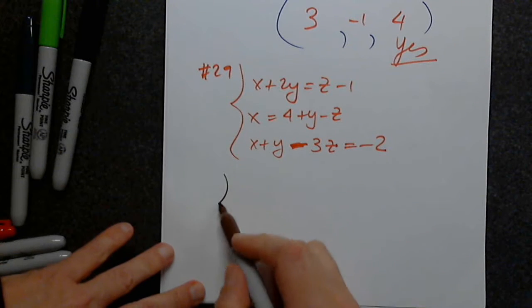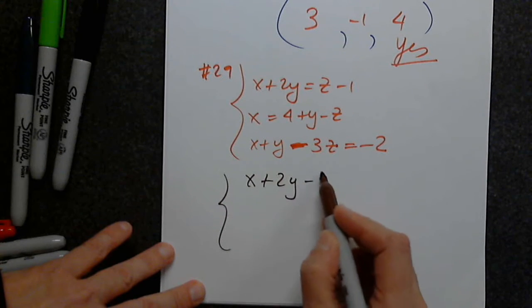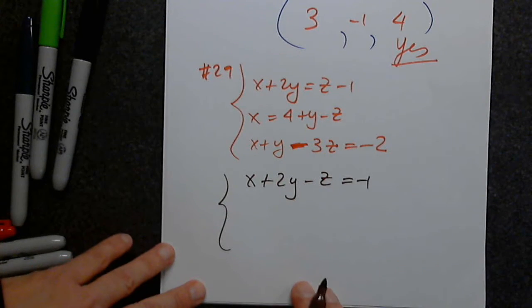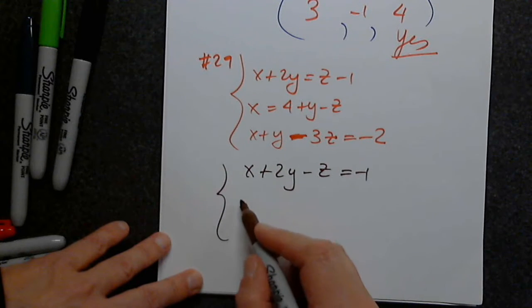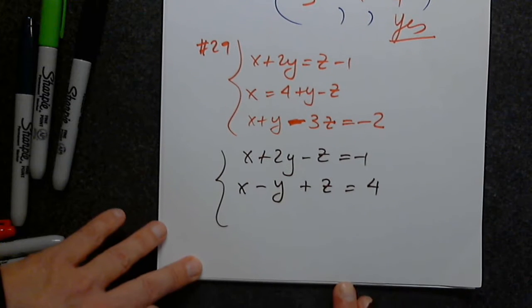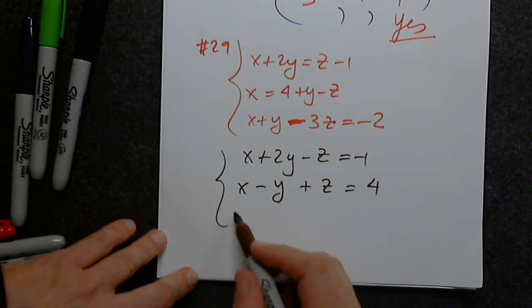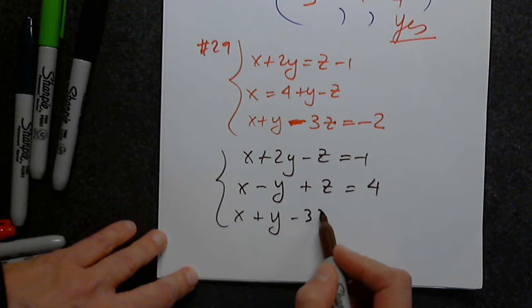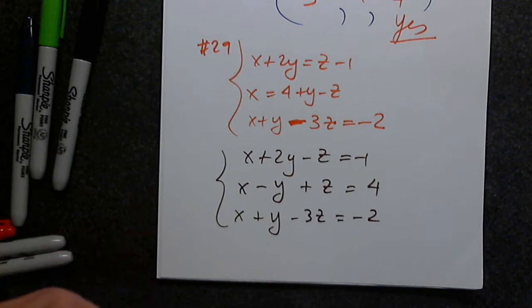Excellent. And the last one is x plus y minus 3z equals negative 2. Very good. Next, we do what? The augmented matrix. Yes. Let's do that.